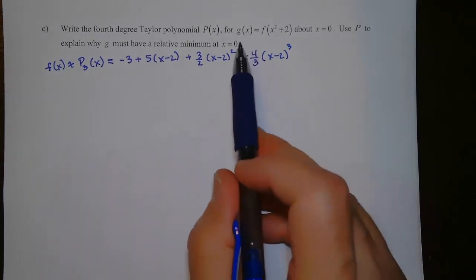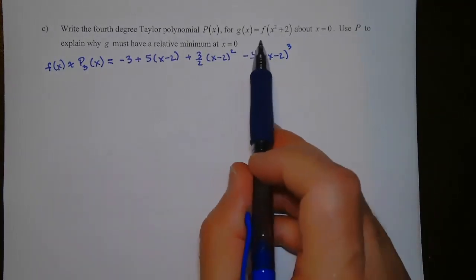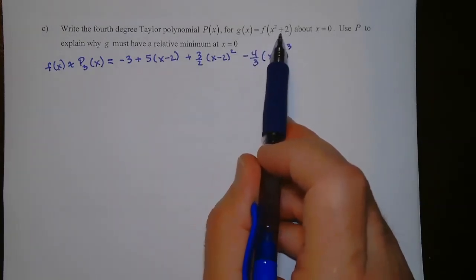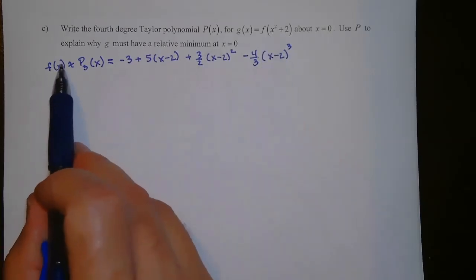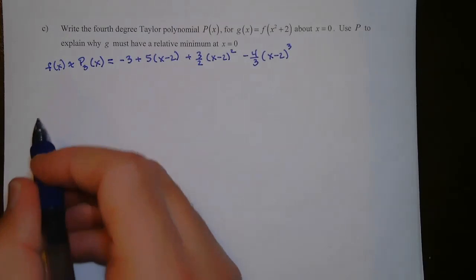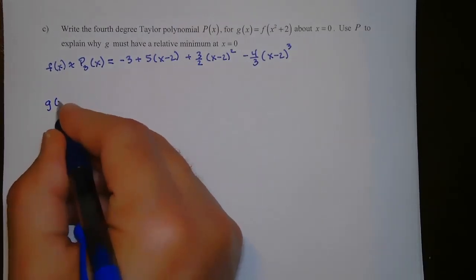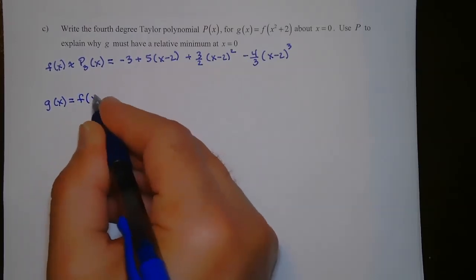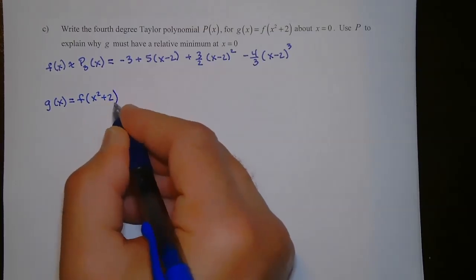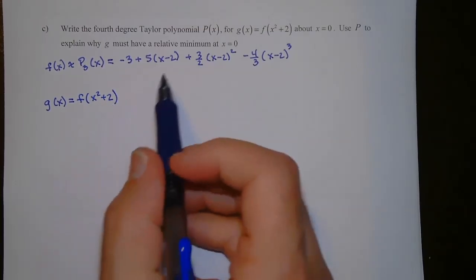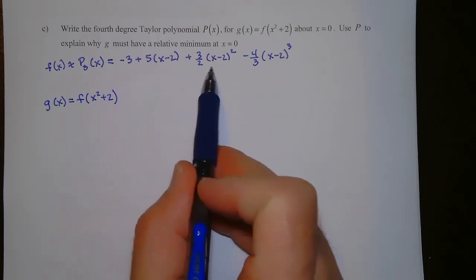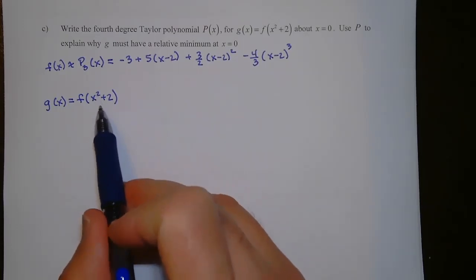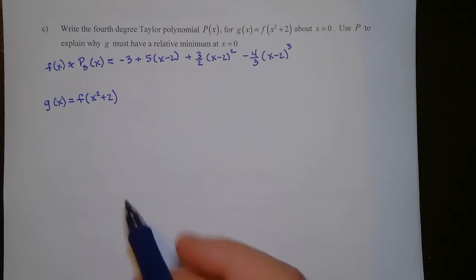So g of x could be found by putting x squared plus 2 in for f. So g of x is equal to f of x squared plus 2. Then all we have to do is, where we see x everywhere in this third one, replace it with x squared plus 2, because that's all it is, a substitution. It's a composition of functions.